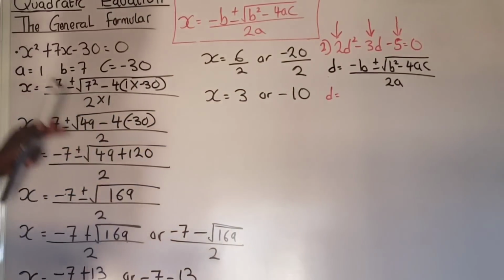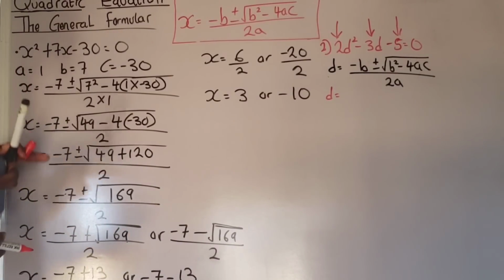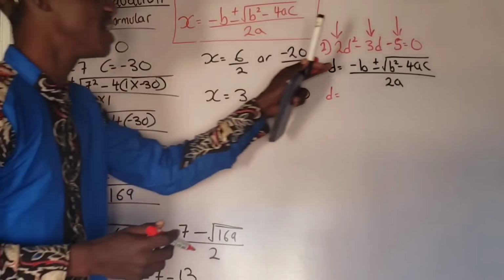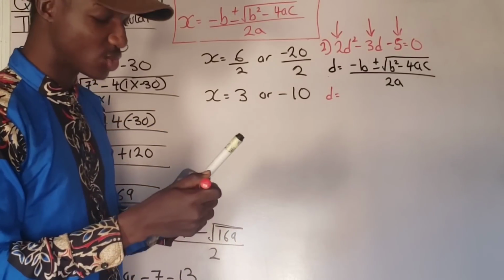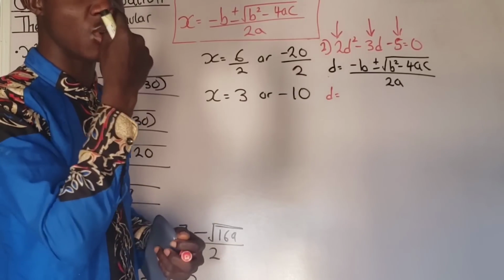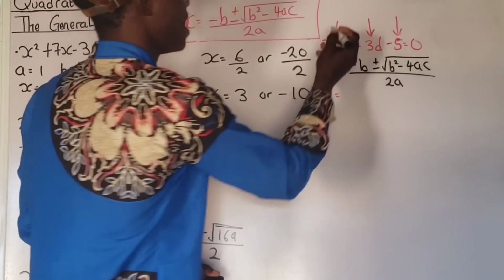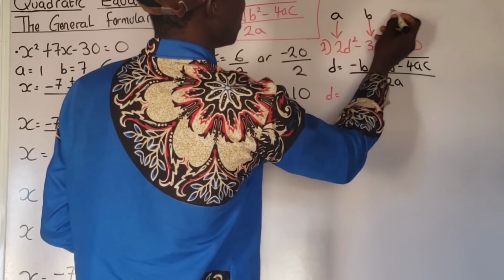Just like what we did in the previous example, you understand? a being the coefficient of x squared. In this case, a will be the coefficient of d squared, you understand? Because a is always regarded as the coefficient of the highest power of the unknown in our quadratic equation. You understand? So here I'm going to have a, this will be b, and this will be c.